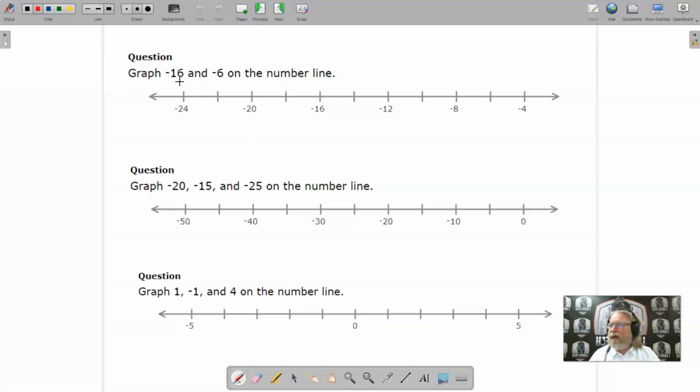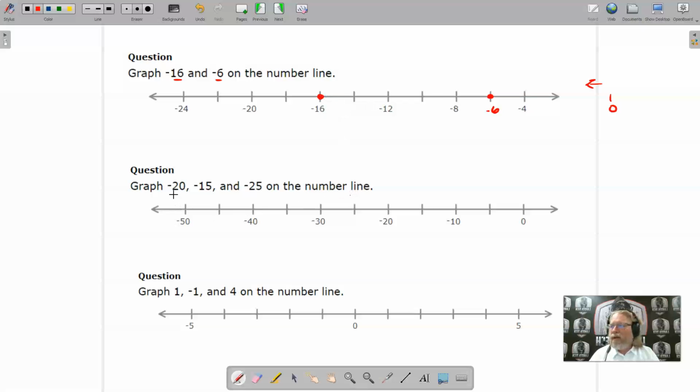On the next one, -16 and -6. So 0 is going to be over here someplace, right? 0 would be over here. We can't actually see it on the number line, so everything we have here is negatives. But yet that's okay because both -16 and -6 are negative numbers. So we have -4, -8, and so in between those two, halfway in between would be -6. And then we're looking for -16, and that one's actually marked for us. And we have -16 there.